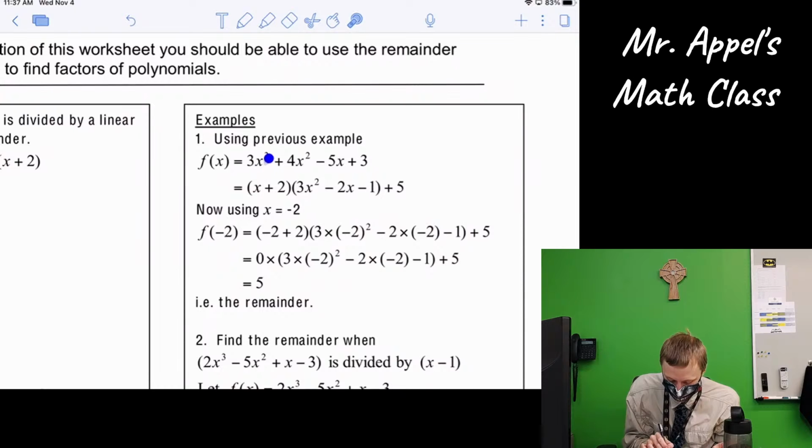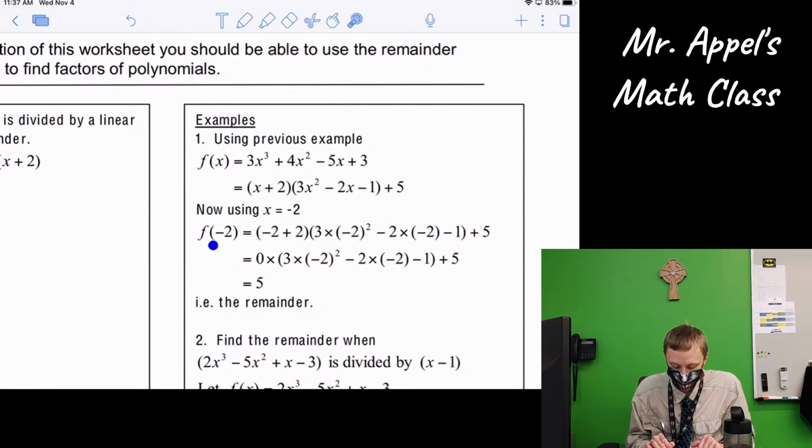Here's a cubic function, right? Four terms, no GCF, so it's not immediately factorable. But if you divide it by x plus 2, so the value of x would be negative 2, that leaves this much, but there's a remainder of plus 5.